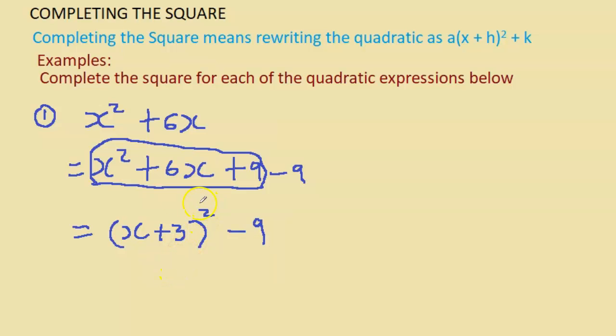Good? So to complete the square means to rewrite the quadratic as this. Notice technically the a here is 1, but normally we don't put the 1. The h is a positive 3 inside there, and the k would be the constant, negative 9 out there. Alright? Let's do another one.